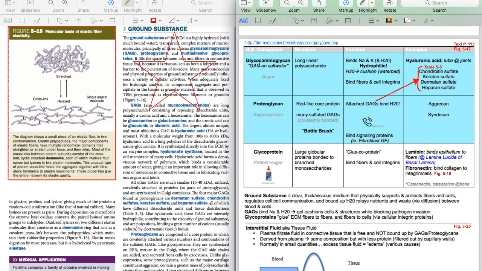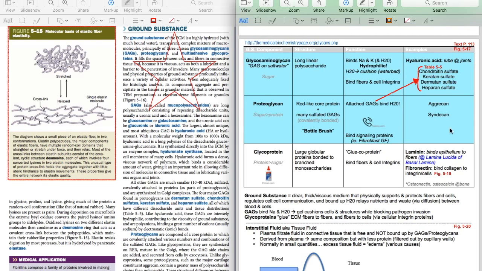Amino, glycan, sugar, protein, sugar. All right? It's basically sugar. It's mostly sugar. It's a huge long chain of sugar. It's a long linear polysaccharide. It's really big. It's also the most common GAG or glycosaminoglycan in the body. It's super important.